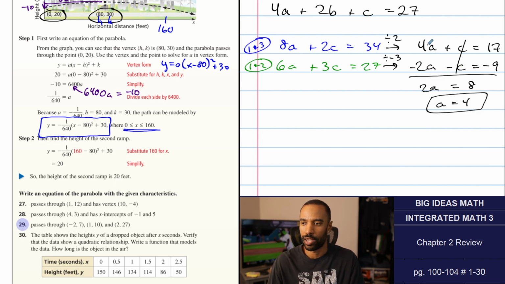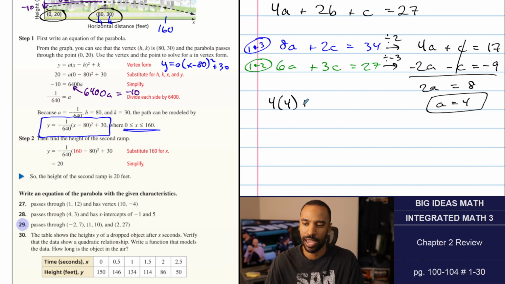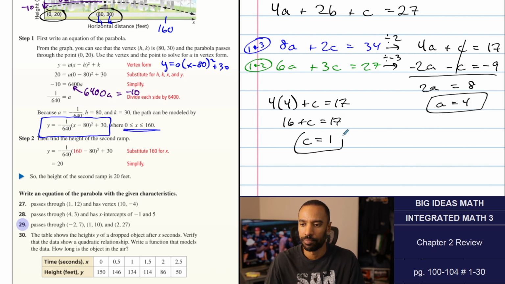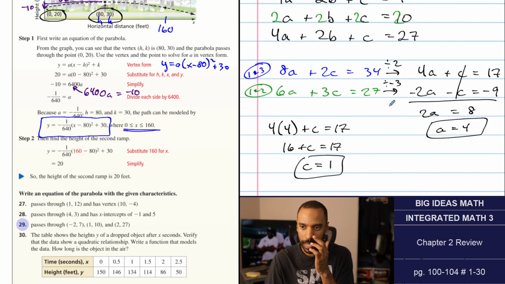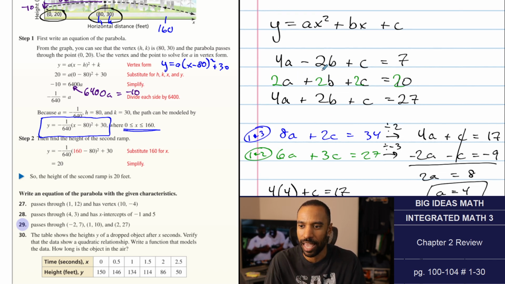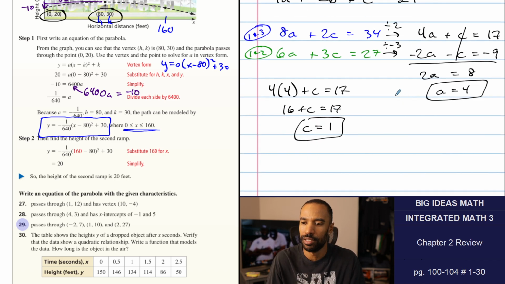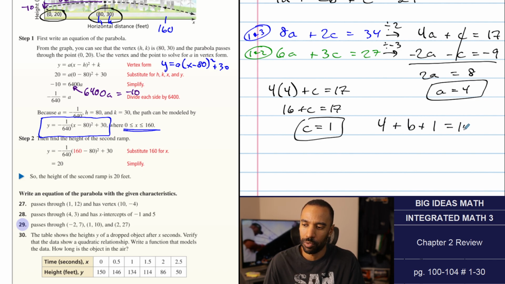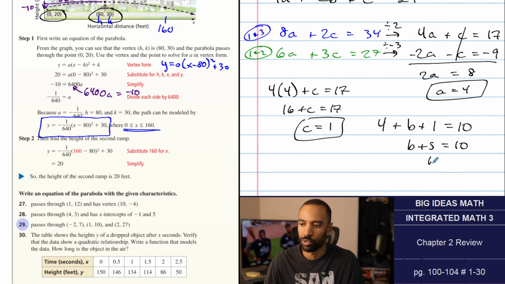Let's plug it into an equation like this top one, 4a plus c equals 17. And it looks like we're getting c equals 1. And now we can use these to solve for b. Use any equation that you like. I like the a plus b plus c equals 10. So a plus b plus c equals 10. That's b plus 5 equals 10, or b equals 5.